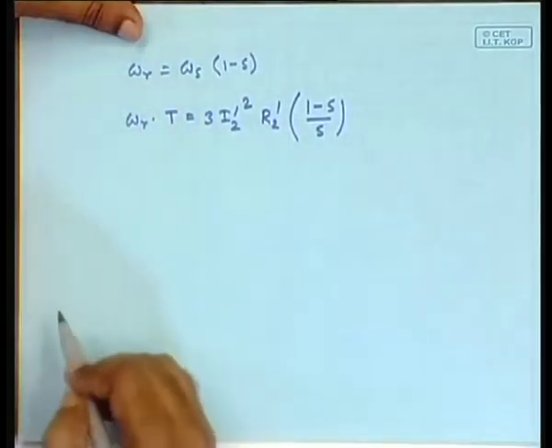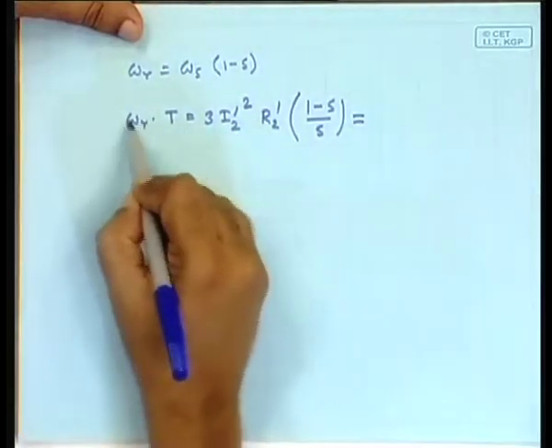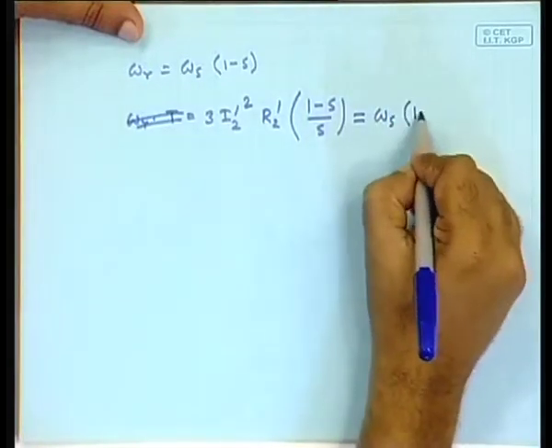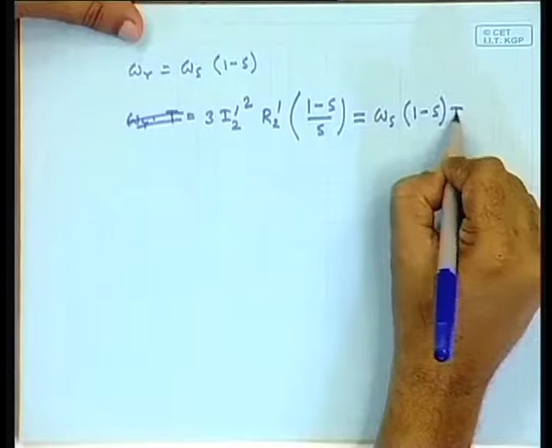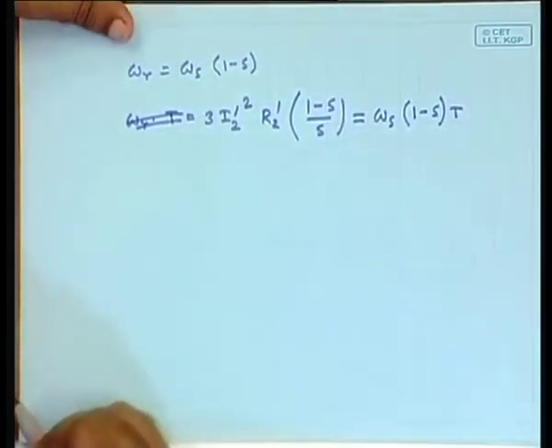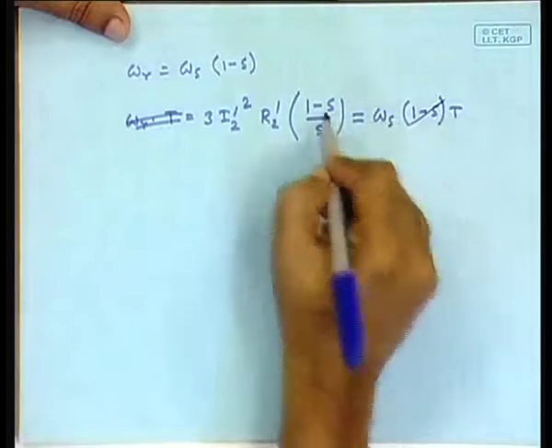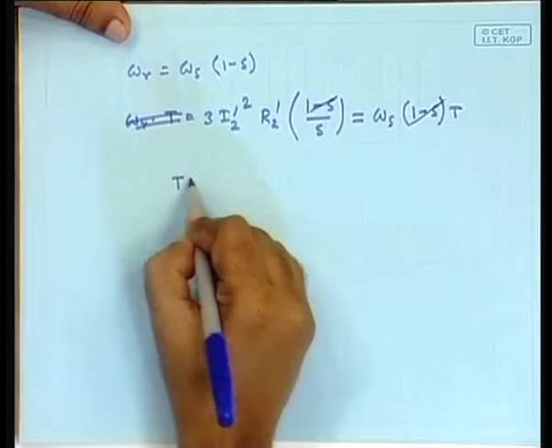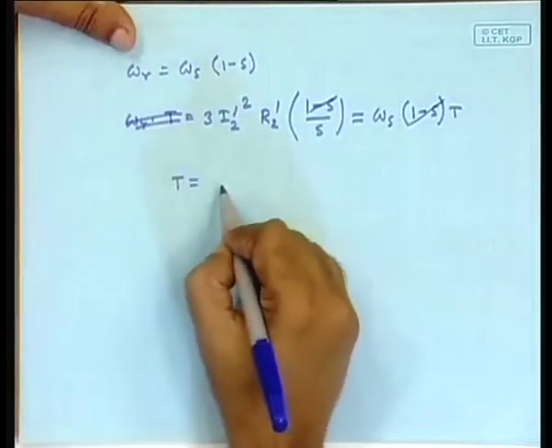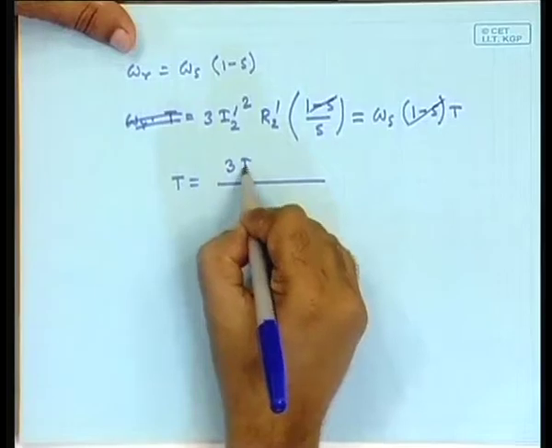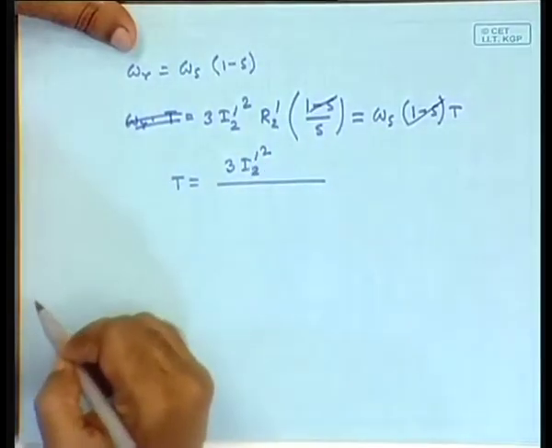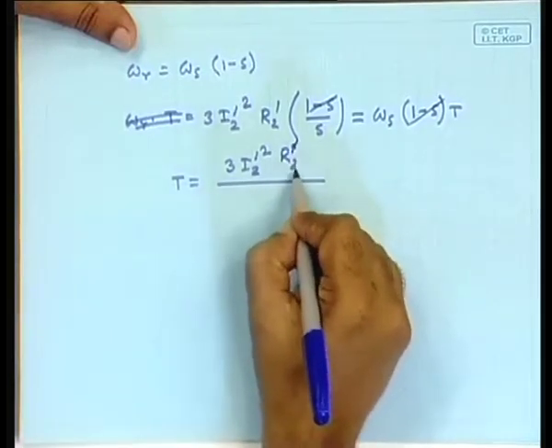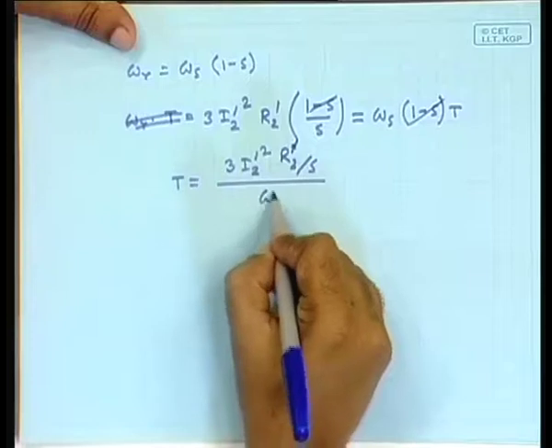Now, substitute omega r, I will write this on this side. So, omega s (1 minus s) into torque, right. So, you see (1 minus s) cancels off, and you get T is equal to thrice I2 dash square R2 dashed by S, here divided by omega s.